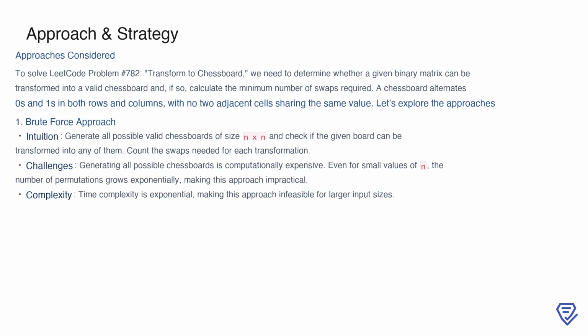To tackle the problem of transforming a binary matrix into a valid chessboard, we need to understand the problem's constraints and challenges. A chessboard alternates between zeros and ones in both rows and columns, ensuring no two adjacent cells share the same value. One approach we might first consider is brute force. The intuition here is to generate all possible valid chessboards of size n x n and then check if the given board can be transformed into one of these valid configurations. For each transformation, we would calculate the number of swaps required.